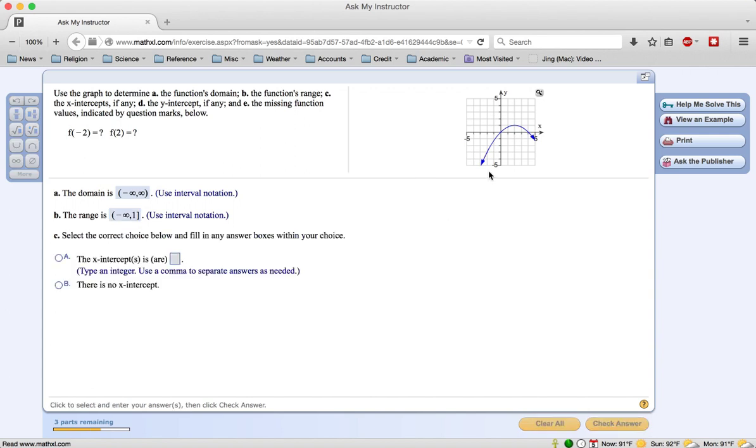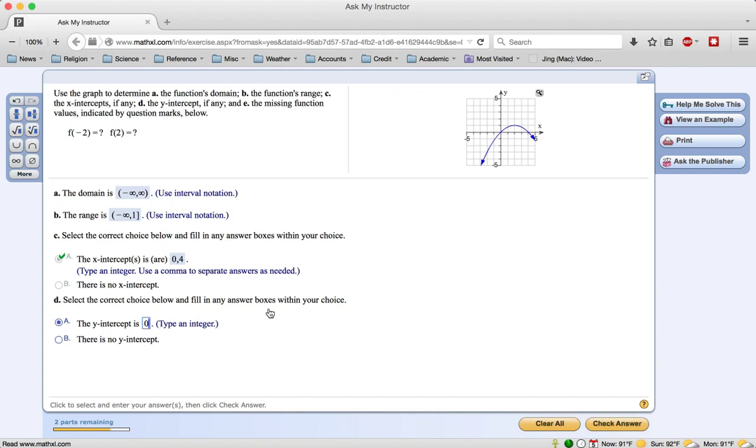Now, where are the x-intercepts? Follow yourself along the x-axis, and I see blue meet black here at 0. Blue meet black here at 1, 2, 3, 4. So 0 and 4. And it wants integers separated by commas. So you have integers 0, comma 4 separated by commas, the way they asked for it. Okay? So there's good. And let's go to the next. The y-intercept. Follow the y-axis till blue meets black, and it's just the 1 point here at 0. And again, they want you to type an integer. It's a function, so you can't possibly have more than one y-intercept.